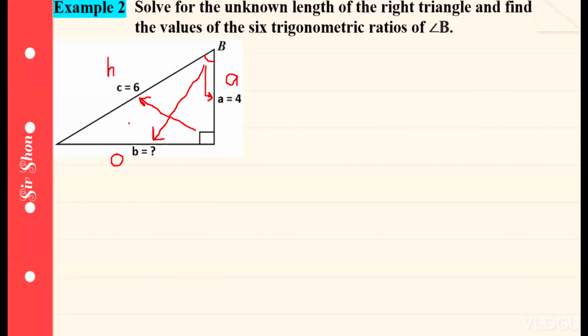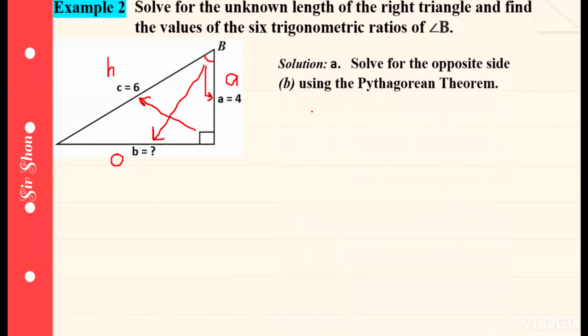Okay, so we have here, our opposite is the side B, our adjacent side is the side A, and our hypotenuse is the side C. We have no measurement for side B, the opposite side, so we have to solve this measure using the Pythagorean theorem. Solution: solve for the opposite side using the Pythagorean theorem. The formula is c squared equals a squared plus b squared. Our a is 4, our c is 6, and our b is unknown.